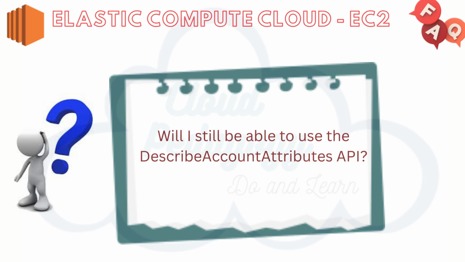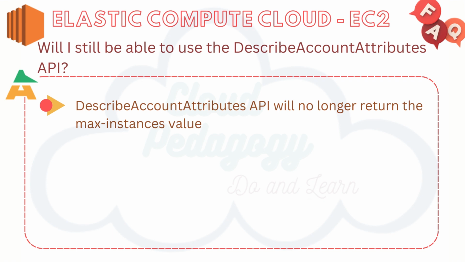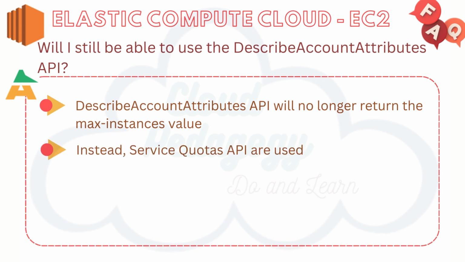Next, will I still be able to use the Describe Account Attributes API? With the vCPU limits, AWS no longer has total instance limits governing the usage. Hence, the Describe Account Attributes API will no longer return the max instance value. Instead, you can now use the Service Quotas APIs to retrieve information about EC2 limits.